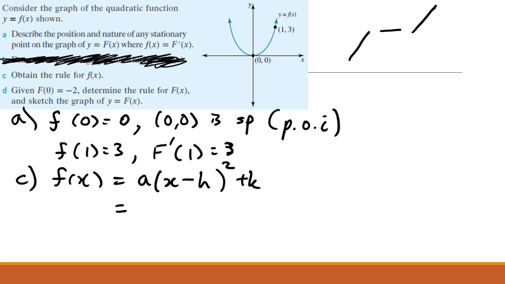What's our turning point in this case? 0 and 0. So these two are going to be 0, so we're left with ax squared. So if you look up here, that one actually tells you how to find it. You just sub in 3 and 1.